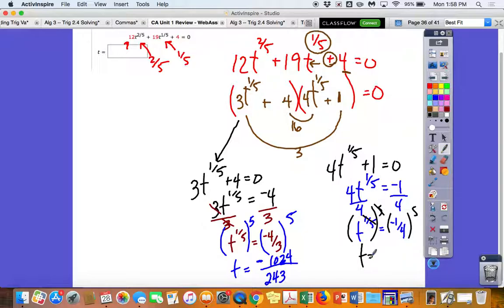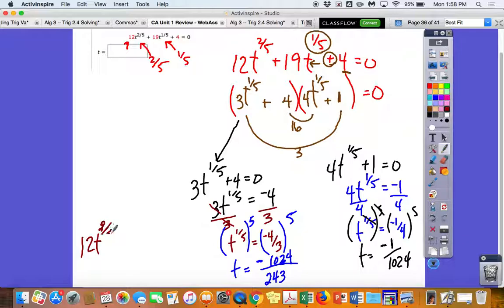Well, 5 negatives makes a negative. 1 to the 5th is just 1. 4 to the 5th is, okay, now we learned a while ago that was 1024. Now here's the bad thing. We got to check these. You have to check them every time you raise it to a power. You don't have to check when you do roots, but when you raise it to a power, you got to check. Now, so I'm going to write down my problem so I can scroll down.